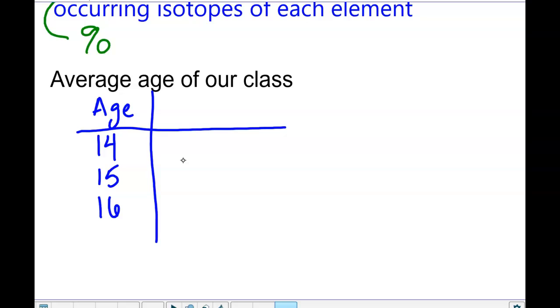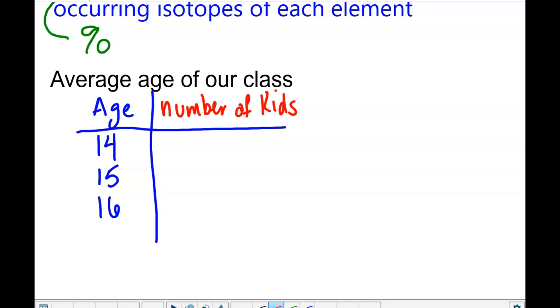All right, so think about what data we would need to figure out. What information would we need to use in order to figure out what the average age of our class was? All right, great. So now that you've thought about this, we need to know the number of kids that have each of these ages.